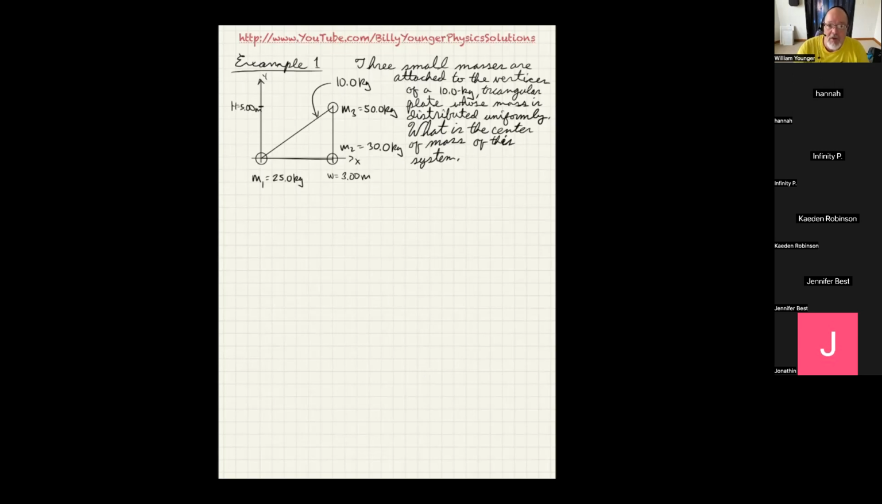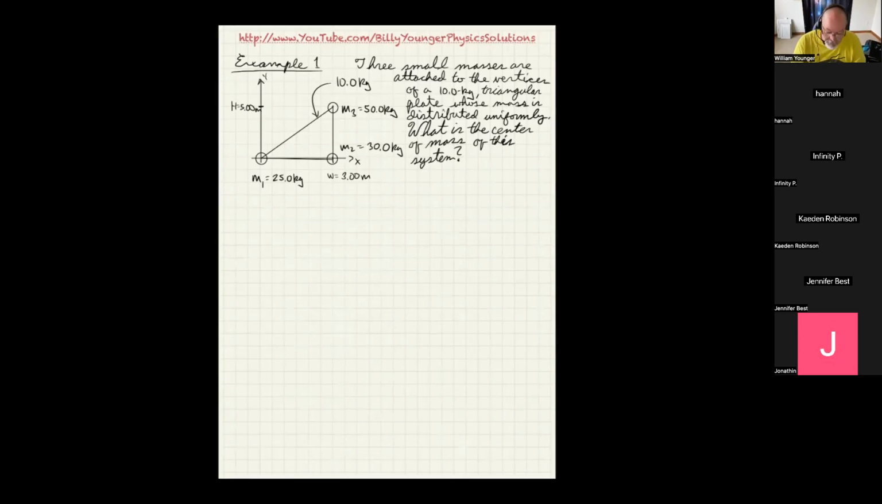So we basically have these point masses at the vertices of the triangle, and the triangle, of course, has a mass as well. So when we go to calculate the center of mass, which is what the question is, we're going to have to take into account the effect of the triangular plate as well.